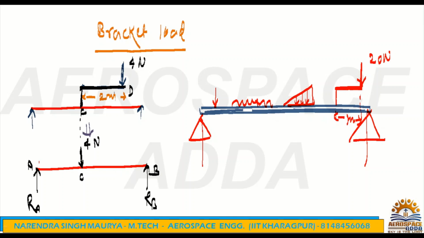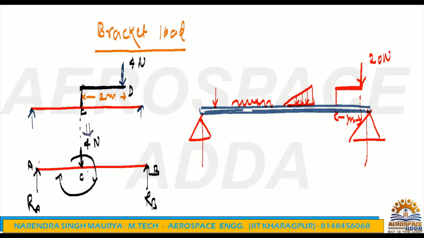It will give the moment, and that moment will be clockwise, because the force of 4 Newton is going downward, and it will rotate the clamp about point C in the clockwise direction. So for that reason, whatever moment you get here will be a clockwise moment.